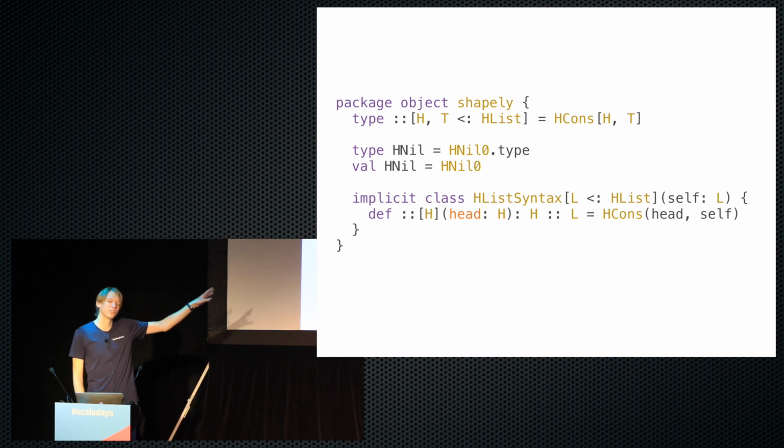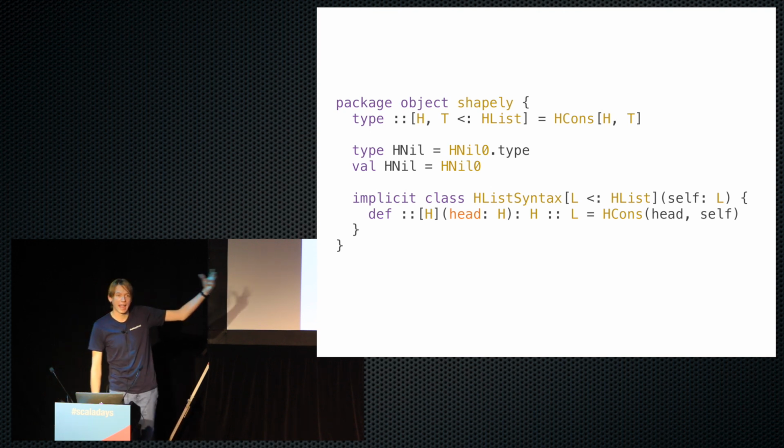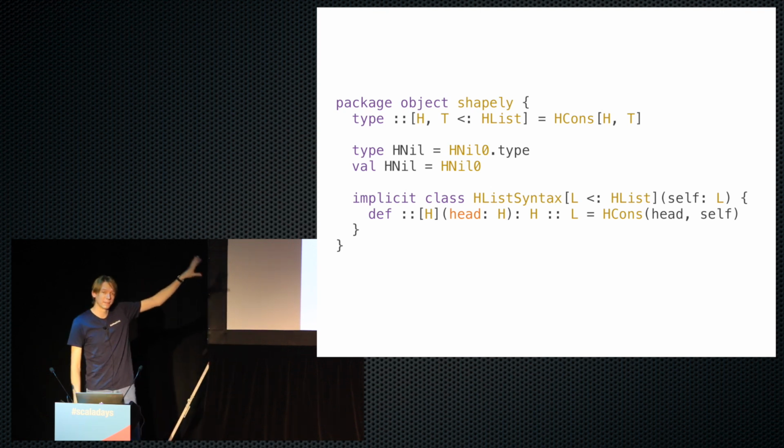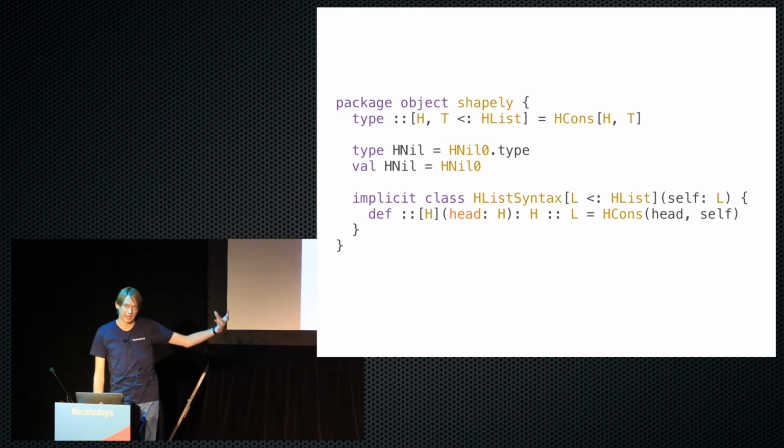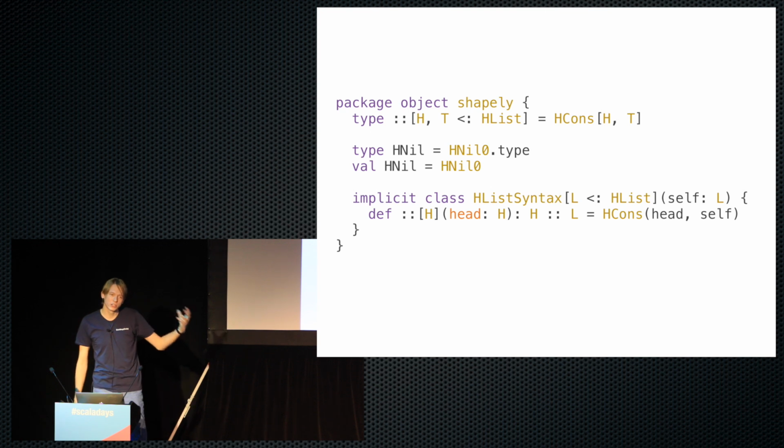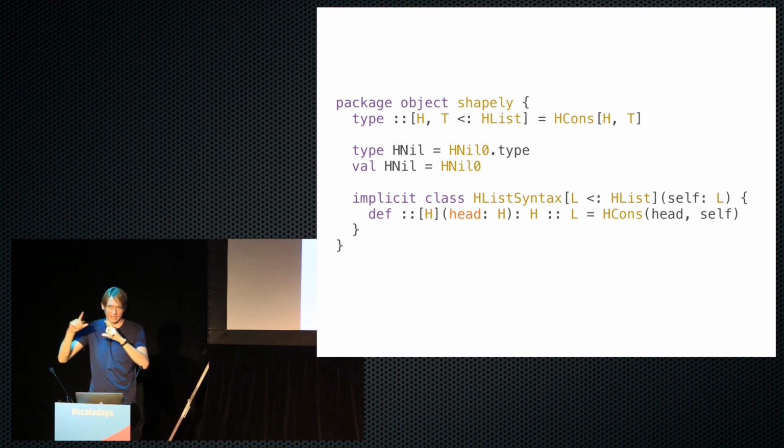And you notice what we have to do is we can't actually put this method on HList itself because we need the specific type of the HList we're operating on. So what we're going to do is use this implicit syntax thing and enrich it onto HList. The only reason we're doing this is so that we can have the specific type of the HList we're dealing with. L extends HList.